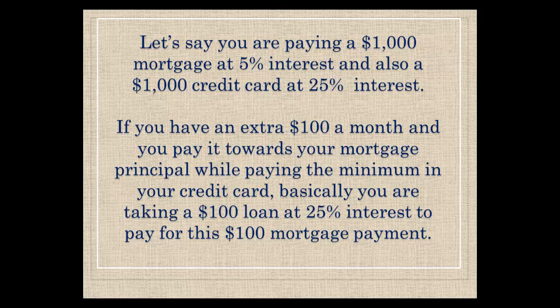Let's say that you're paying a $1,000 mortgage at 5% interest and also a $1,000 credit card at 25% interest. If you have an extra $100 a month and you pay towards your mortgage principal while paying the minimum in your credit card, basically you are taking a $100 loan at 25% to pay for this $100 mortgage payment.